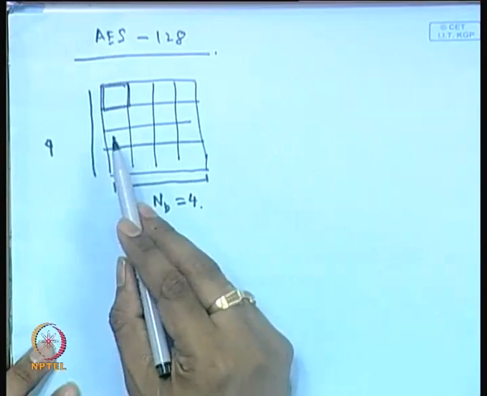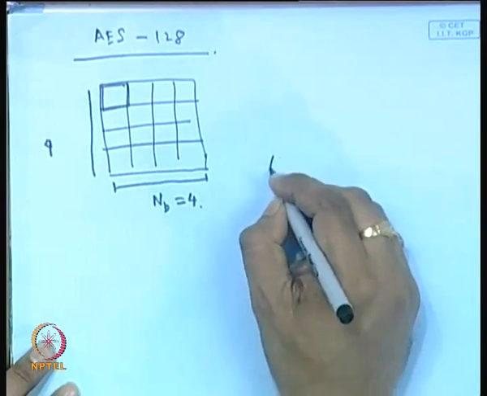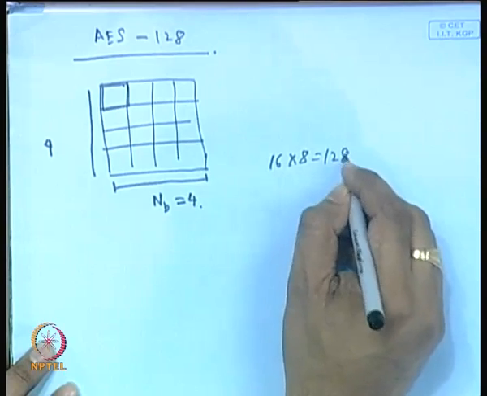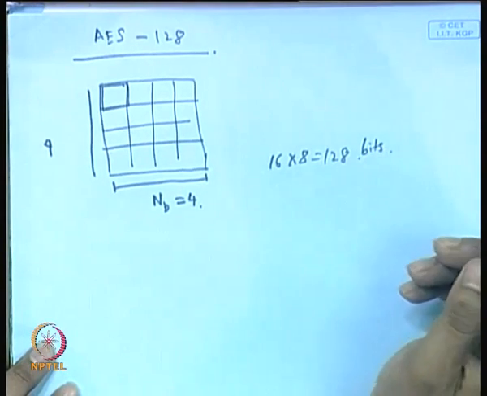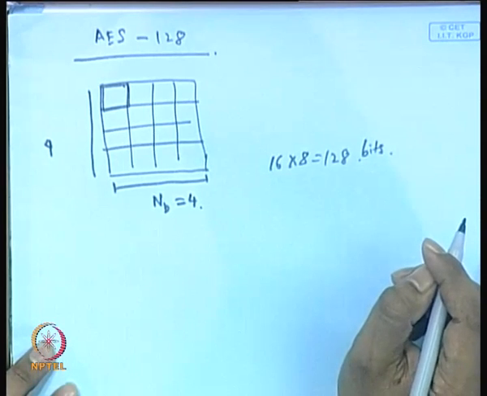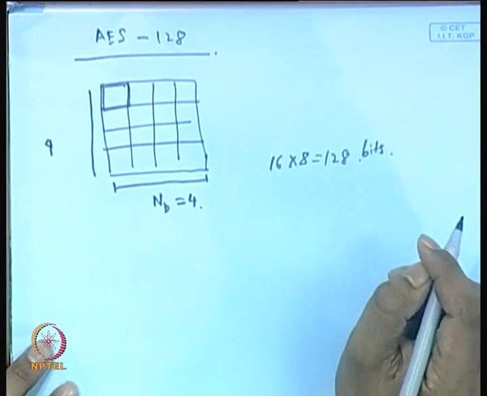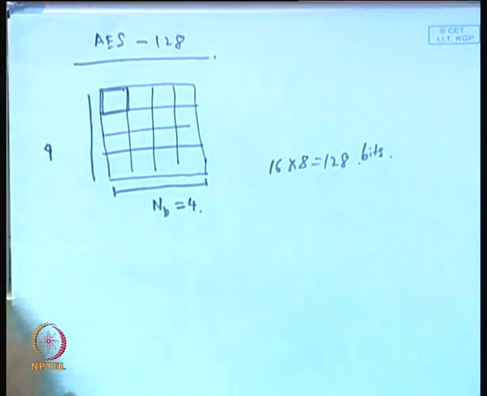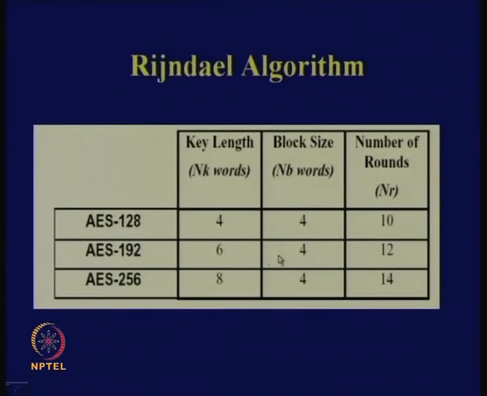Which means that we have got 16 bytes. So what does 16 bytes mean? We have got 16 into 8, that is equal to 128 bits. Therefore, the AES data block in case of AES 128 is equal to 128 bits. What about AES 192 and AES 256? In case of AES 192 and AES 256, your block size is also 4 columns. So in all three cases of AES 128, 192 and 256, your data block is equal to 128 bits. You are always processing 128 bits of data.